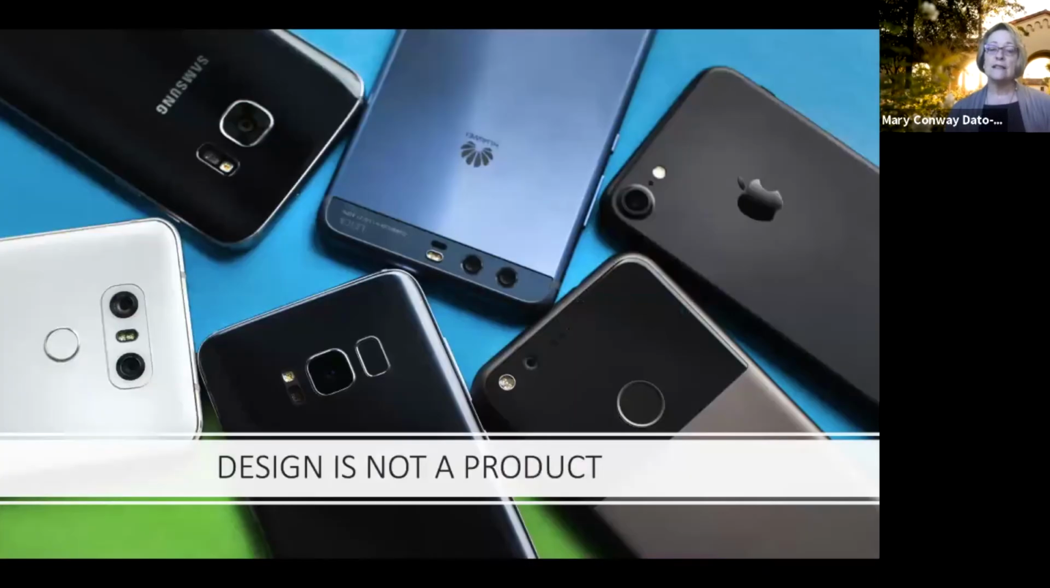Furthermore, design is not a product or a service. A lot of folks think that their design is finished when they've got the product in their hand. On the contrary, design starts with the desirability. Design starts with the user or the consumer in mind, and we don't build anything until we have a deep understanding of what the consumer or the user needs.